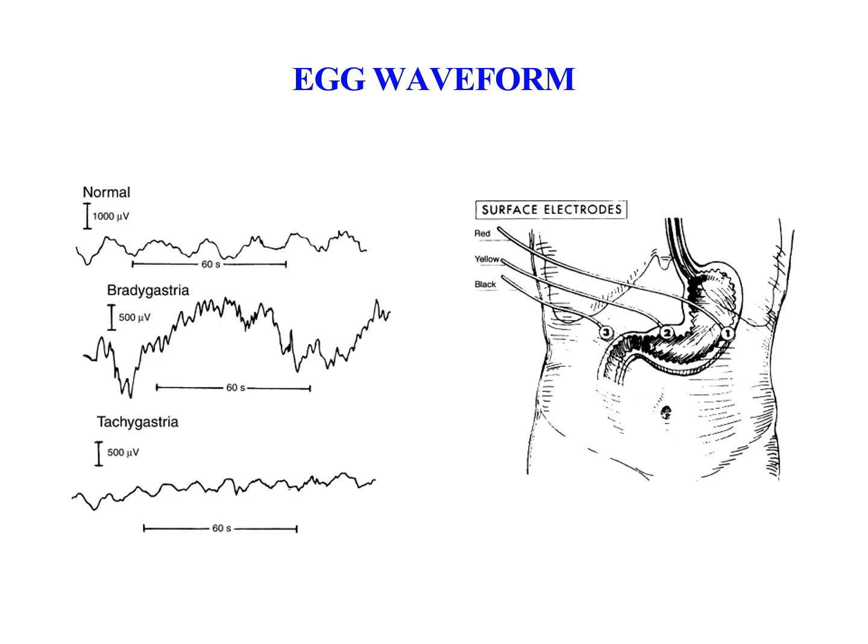Normal means 1000 microvolt amplitude and a 60-second time period. But bradygastria means only 500 microvolt. Tachygastria also means 500 microvolt. The first diagram is the normal EGG, electrogastrogram diagram. Bradygastria and tachygastria are shown in the second and third diagrams.